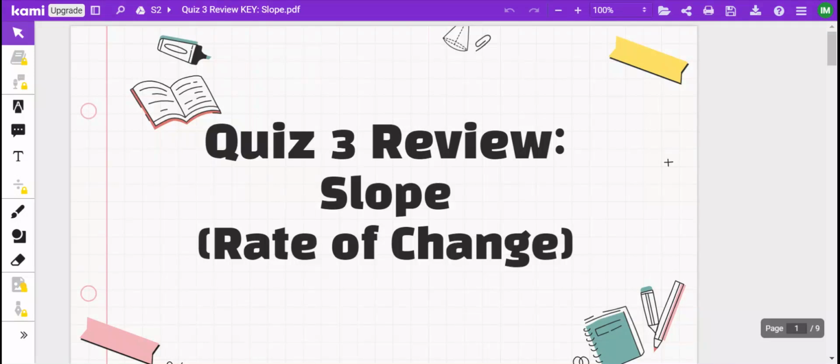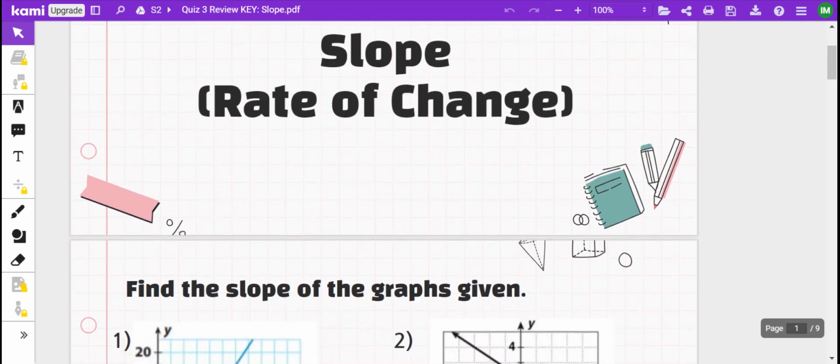For today, we're going to be going over our quiz 3 review on slope slash rate of change. Remember, they mean the same thing. As you're watching this Edpuzzle, you can watch as I go over a problem and then pause it and then go and copy it onto your review. Or if you know how to do a split screen, that would be best so that you can work while you're watching the Edpuzzle. So whatever you prefer. But let's go ahead and get started.